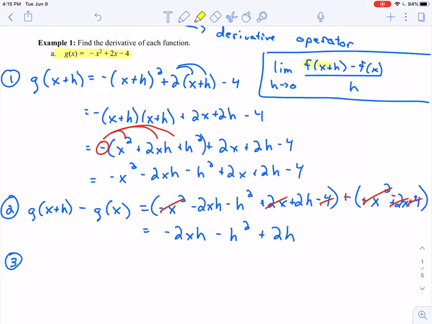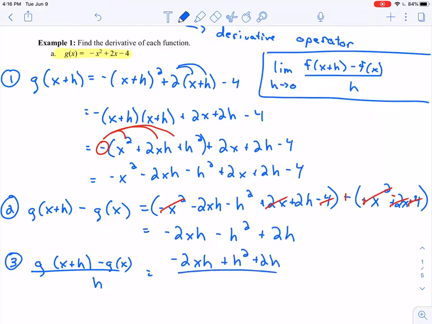So I now have my whole numerator. My next step is I need to divide by h. I need to add in this division by h. So I'm going to take what I found last time, which is g of x plus h minus g of x, take that whole thing and divide it by h. So I'm taking what I just found, negative 2xh plus h squared plus 2h divided by h.